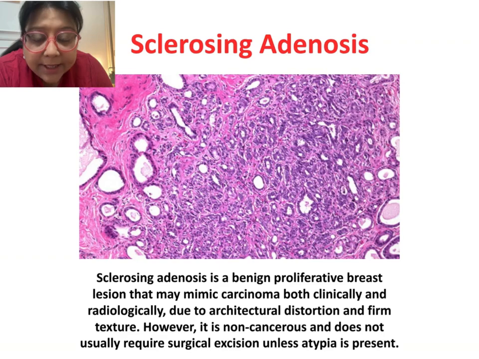Sclerosing adenosis is a benign proliferative breast lesion that may mimic carcinoma both clinically and radiologically due to architectural distortion and firm texture. However, it is non-cancerous and does not usually require surgical excision unless atypia is present. In this micrograph, you can see increased number of acini per lobule, which is compressed and distorted by fibrous stroma. The dense fibrous stroma may entrap glands, mimicking invasive carcinoma. Calcifications are also seen sometimes.